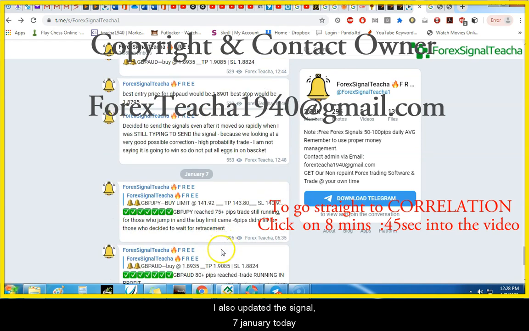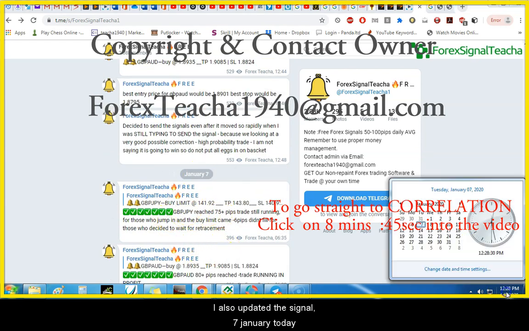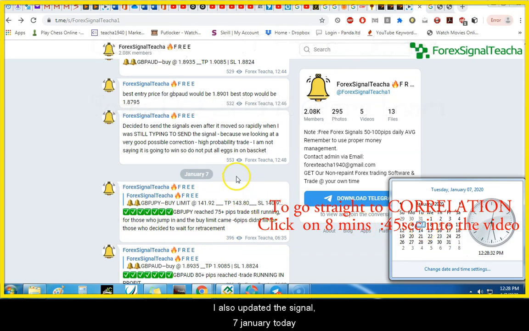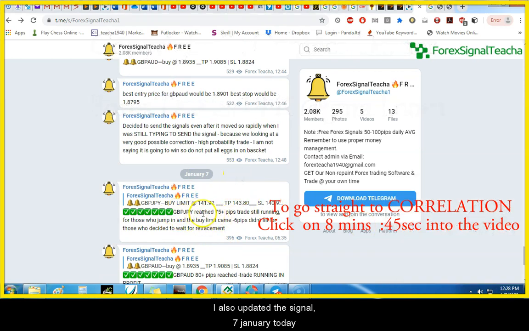If you go here, I also updated this signal. This was now 7 January, today. You see it right here. I updated this trade as it has reached 75 pips in profit. This one didn't touch our buy limit price, but the guys who jumped in at that price when it was already up had 75 pips in profit.